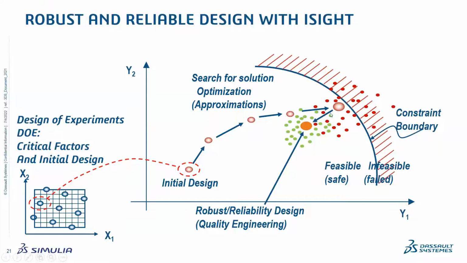So sometimes only doing an optimization may not fully help you. If you add this small level of variance, some of the designs might fall on the other side of the boundary. So we are going one step ahead after optimization and trying to do a reliability and robustness study.